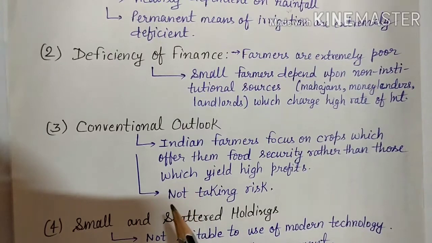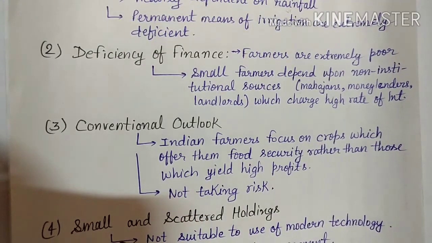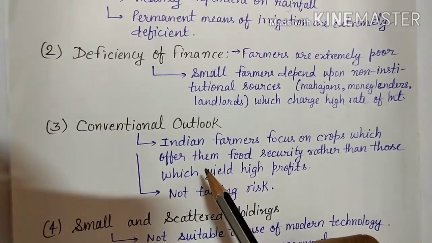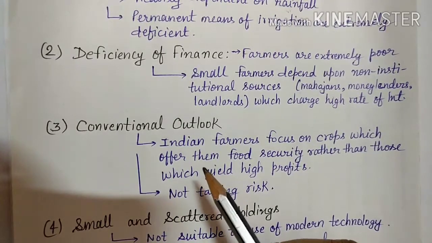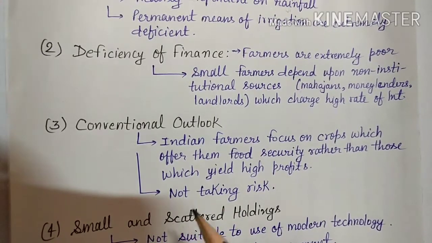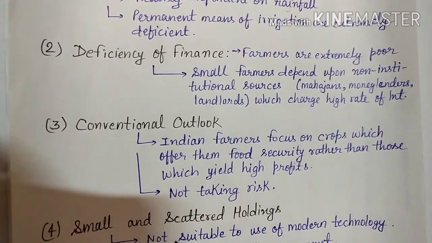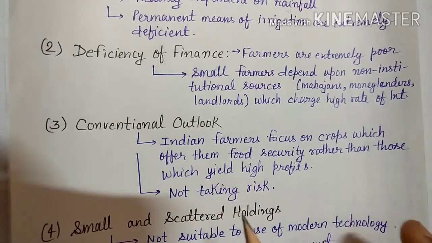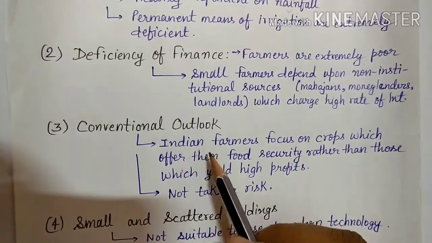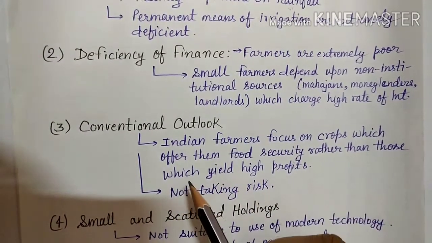They are not growing crops for earning high profits. And that is what the basic lacking of these farmers is, because they are not ready to take risk. Because when you take risk, then only you will earn more profit. So they are not growing those crops in which they can earn more profit, just those crops which they can consume. This is the conventional outlook of Indian farmers, and this is a problem of Indian agriculture.